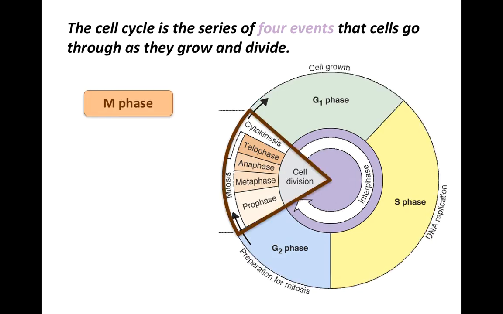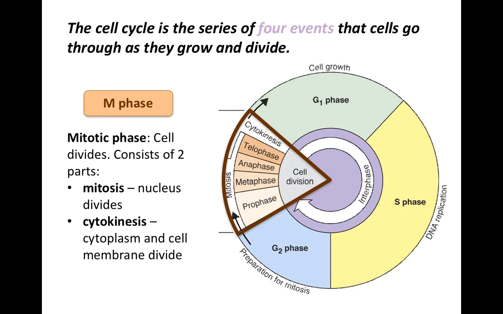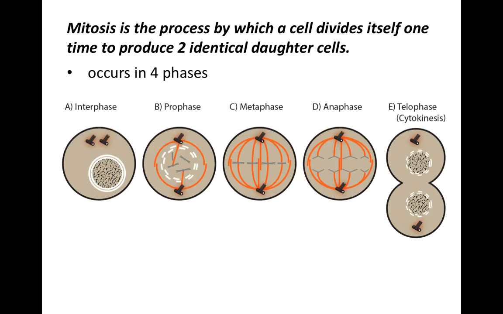And then finally, this M phase is broken down into 2 different parts. Mitosis is when the nucleus splits in 2, so 1 to 2 nuclei. And then cytokinesis is when the cytoplasm and cell membrane divide. So it's like a karate chop right down the middle. So it separates those 2 cells entirely. So we go from 1 to 2 cells.